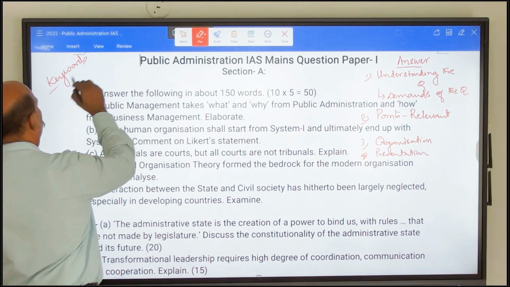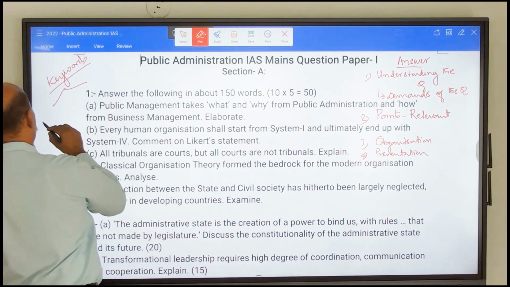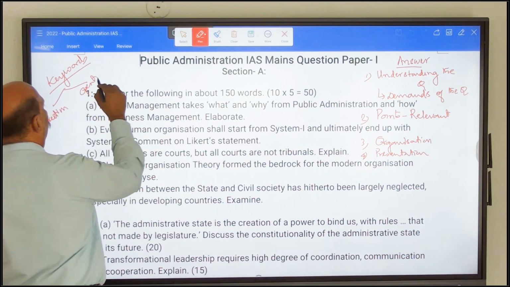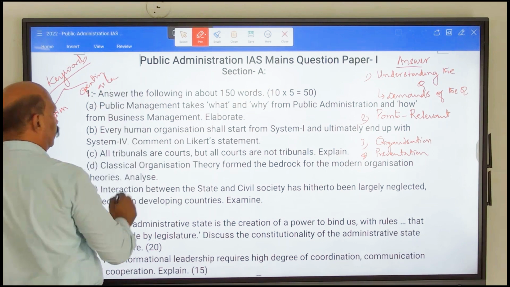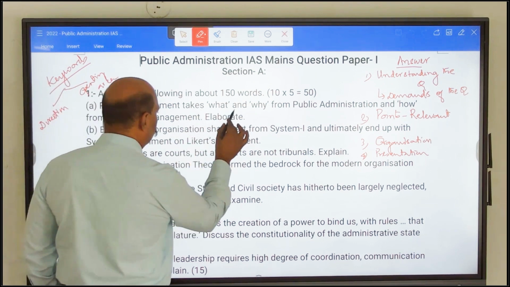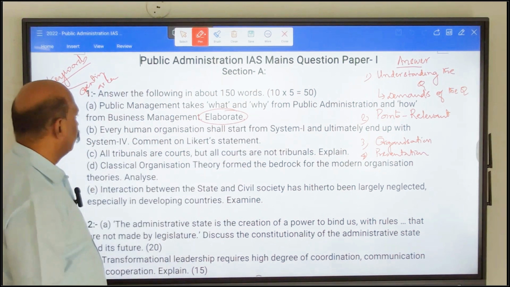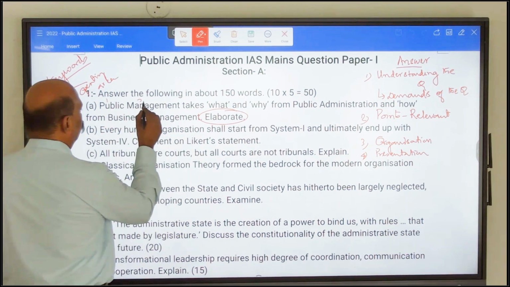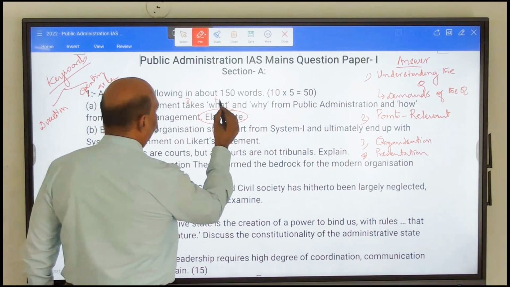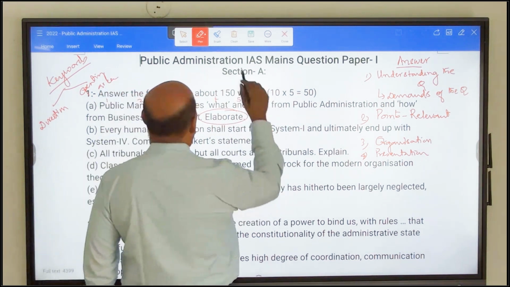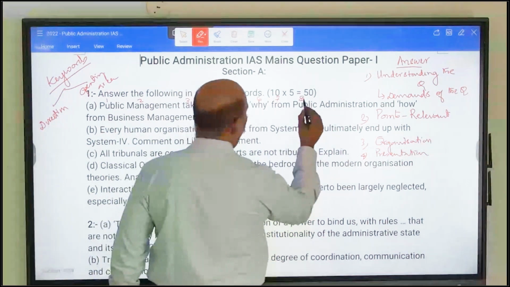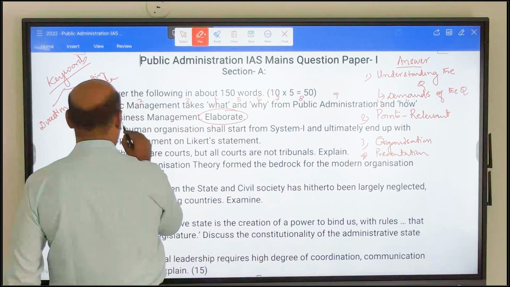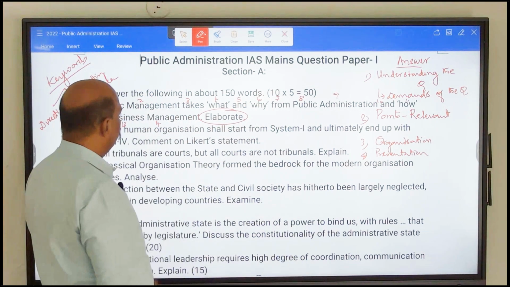If you look carefully, you will know. There are 2 keywords in the question. The first keyword will give you direction, what to do. The second will tell you the operating area where you should apply the keyword. For example, take the first question. The question directs you to elaborate. What should you elaborate? Public management takes. For our convenience, we will number. How many words are there? 1, 2, 3, 4, 5, 6, 7, 8, 9, 10, 11, 12, 13, 14. The 15th word is elaborate.